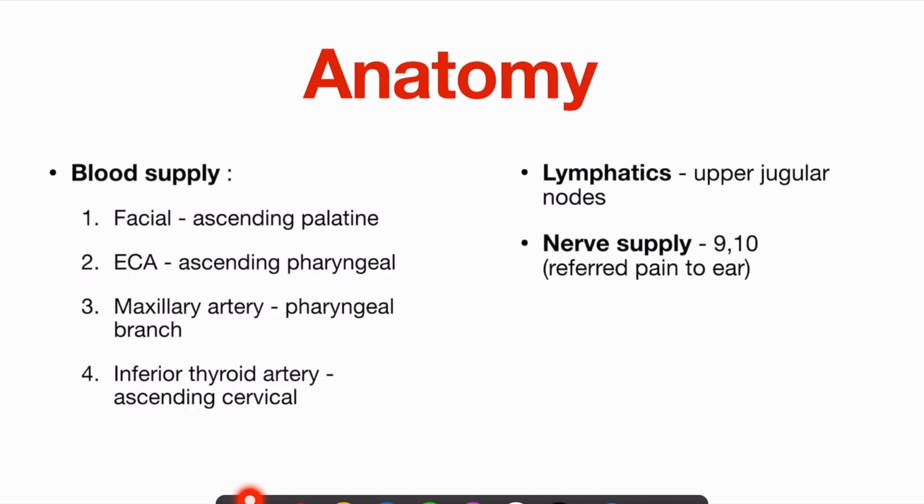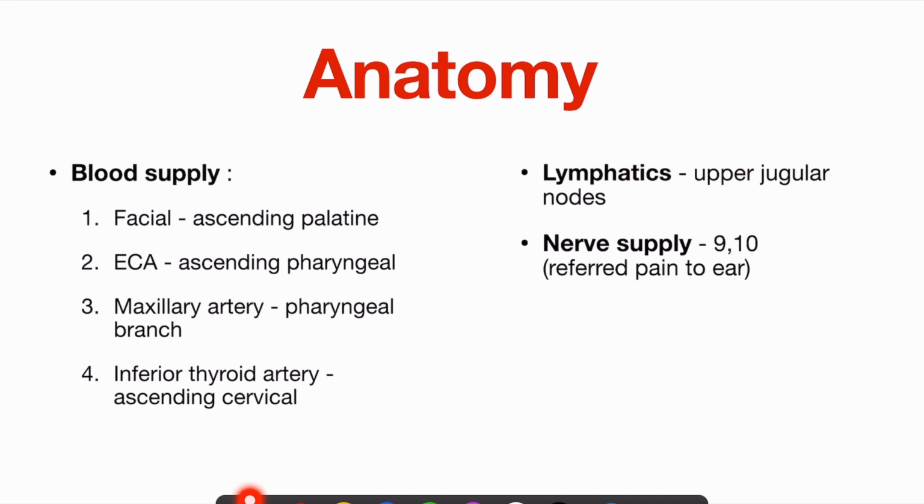So what is the blood supply of adenoids? It is supplied by the facial artery, the branch being the ascending palatine, the external carotid artery with its ascending pharyngeal branch, the maxillary artery, pharyngeal branch, and the inferior thyroid artery, ascending cervical branch. So it is basically supplied by the facial, external carotid, maxillary and inferior thyroid arteries.